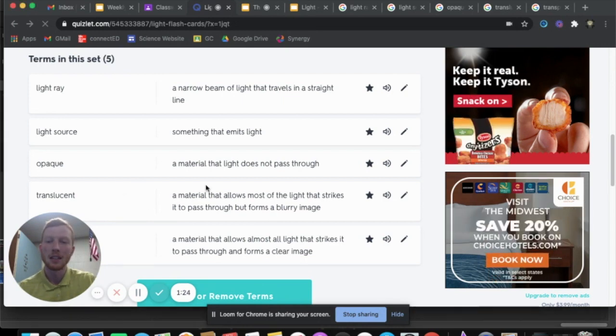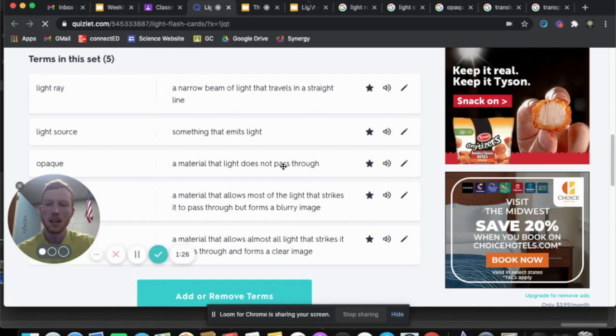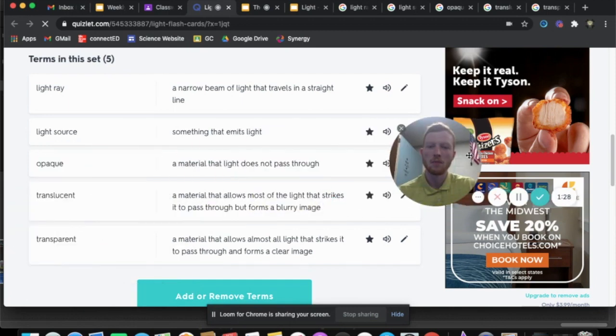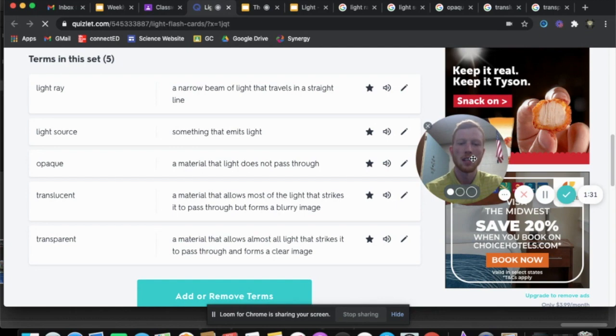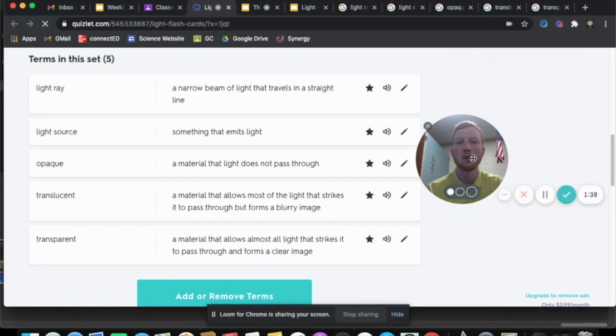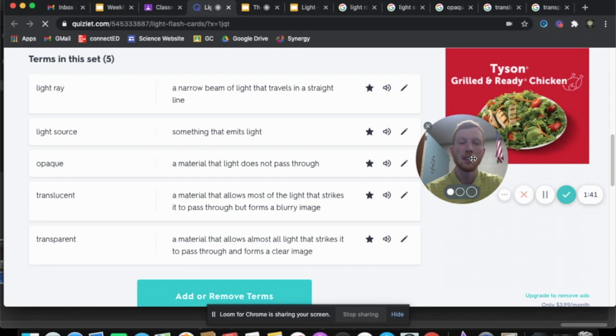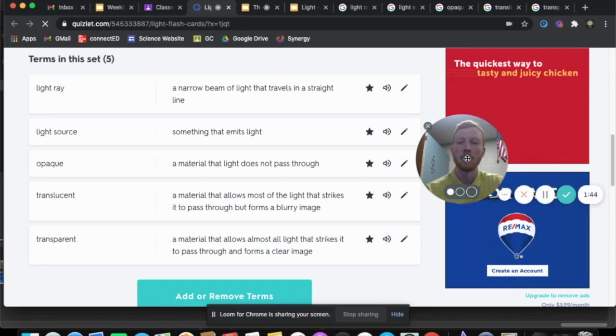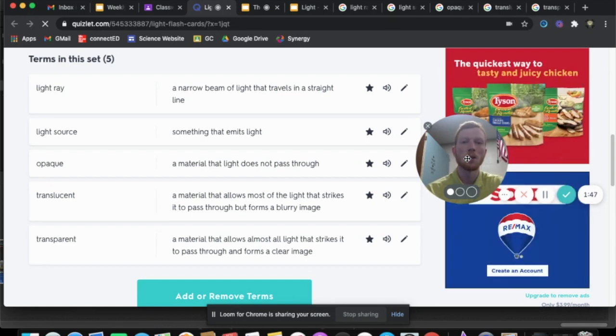Okay, last but not least, let me move my head out of the way here. Transparent is a material that allows almost all light that strikes it to pass through and forms a clear image. So think like a window. If you were to go out to a car right now and shine a laser pointer through that window, you would be able to clearly see that light coming from that light source. Those are your vocab words for this week.